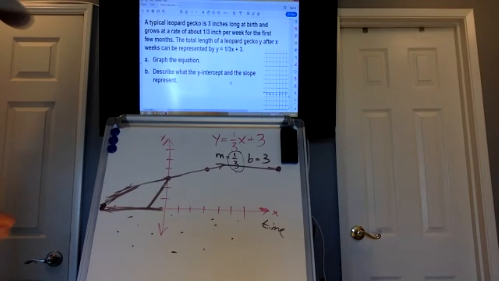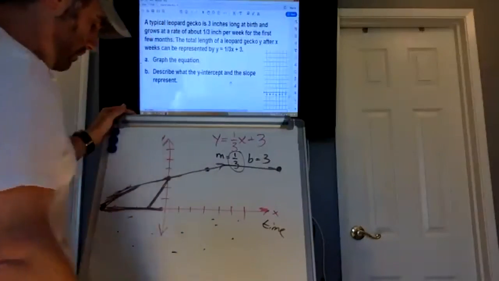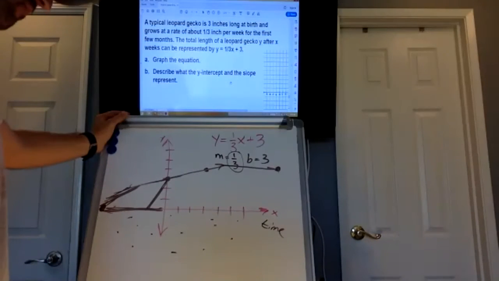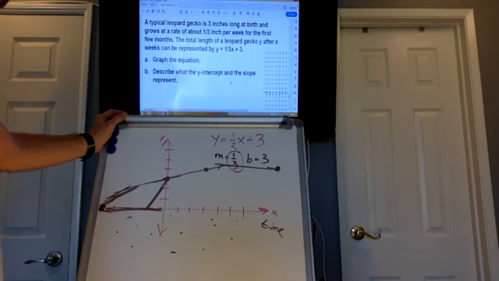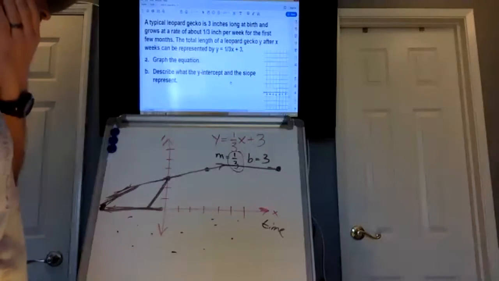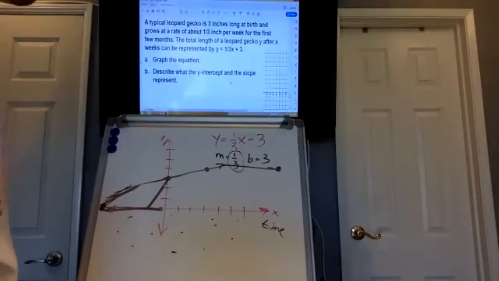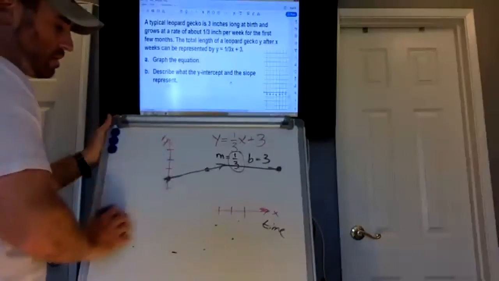Mr. Rosenthal, this kind of relates to distance equals rate times time, D equals RT. Because the slope would be the rate, and the distance, which would be represented by y, would be the length, and time would still be x, and the rate would still be the same. It would be the change, yeah. Yes, exactly.